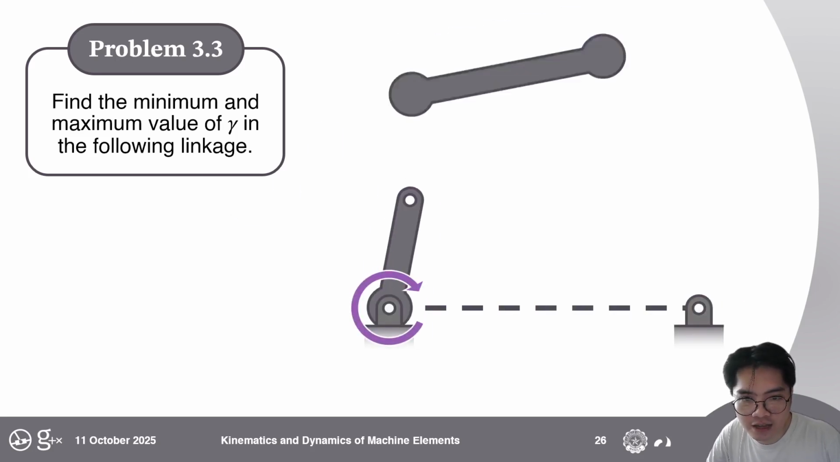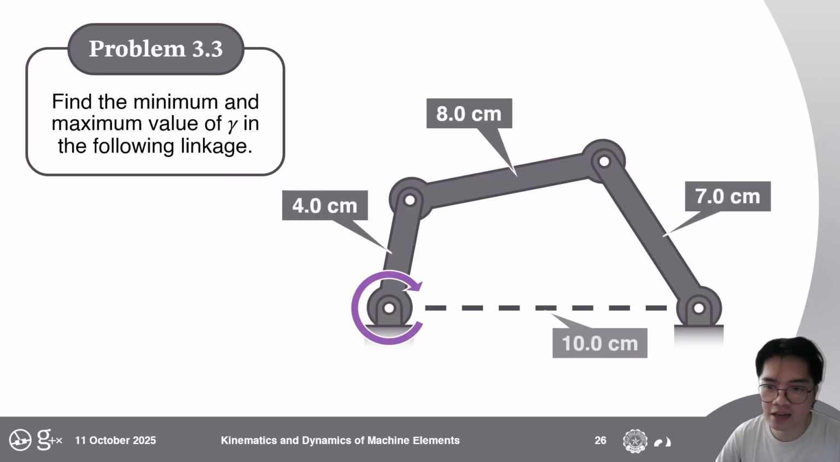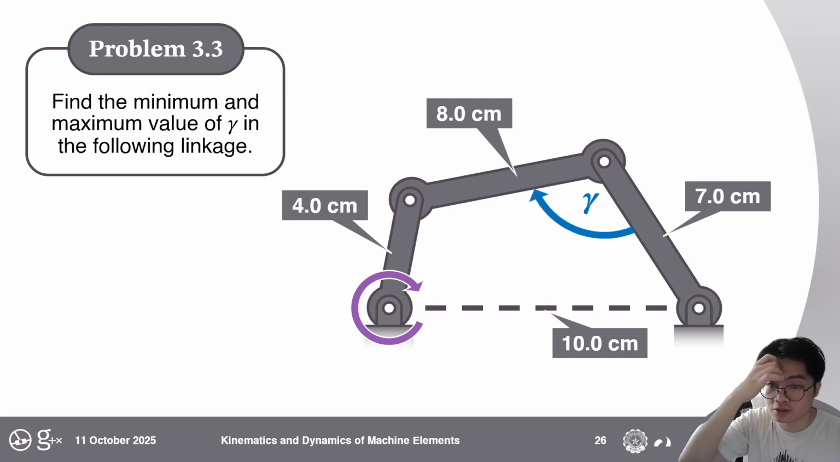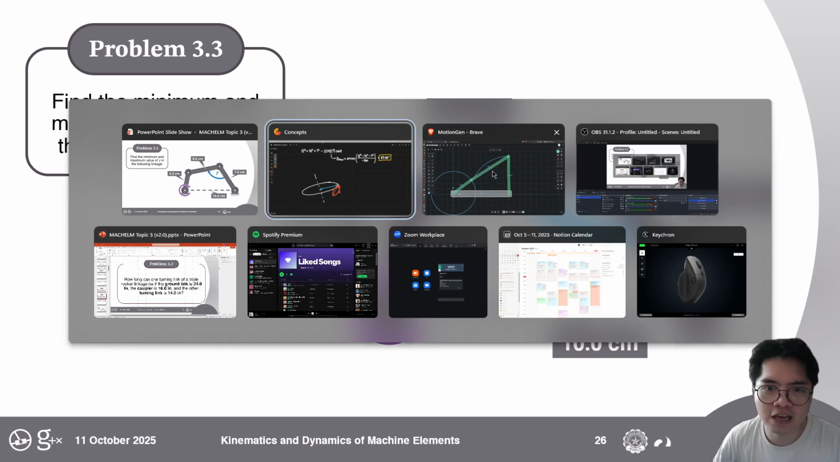Instead of finding theta, that is the input link, that is the output link, it will still have the same bits. This is your transmission angle, right? And now we want to find the minimum and maximum value of gamma in the following linkage. And so now you might think, how are we going to get maximum and minimum values of this thing? So go ahead if you want, try and figure this stuff out.